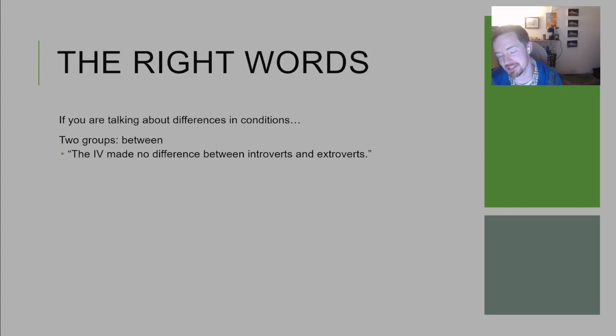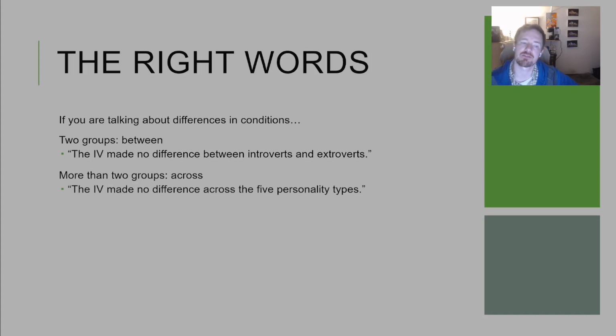which you may find on the quiz here. So, for example, if you're talking about differences between conditions or groups. If there are two groups, then you would say there are differences between those groups. If there's more than two groups, then you would say there are differences across those groups. Between is comparing directly, across is comparing in the big picture.